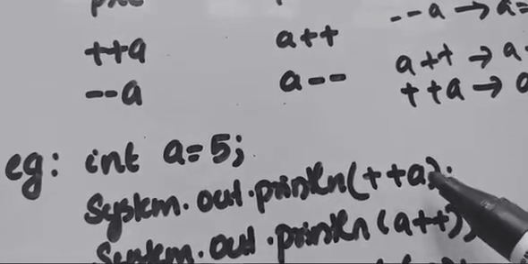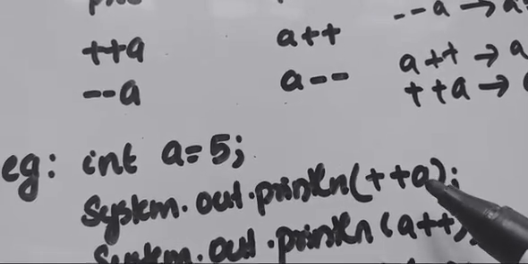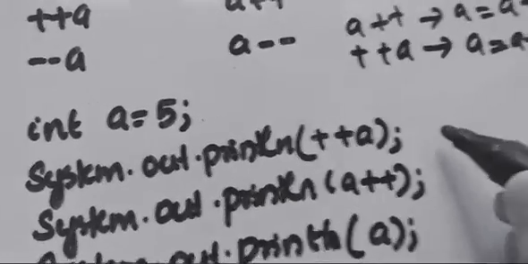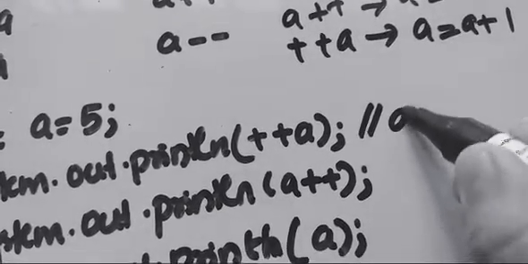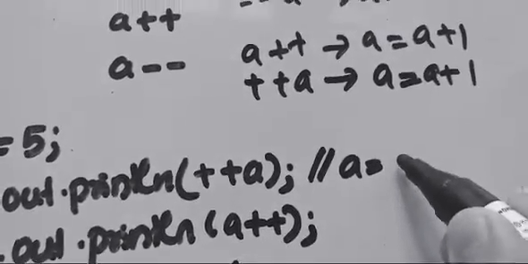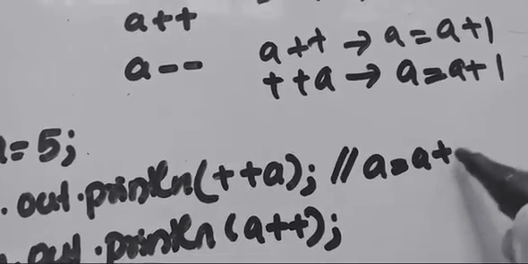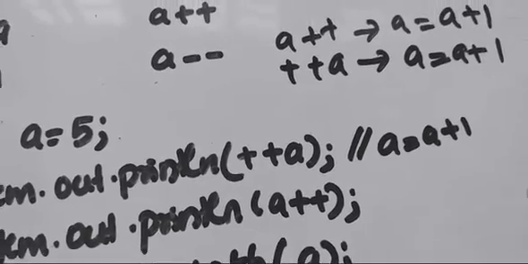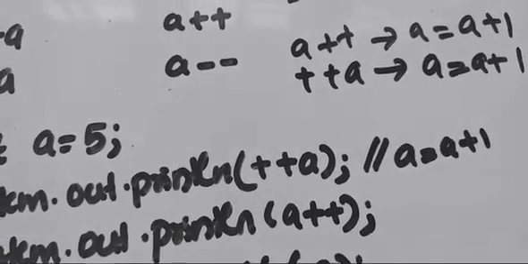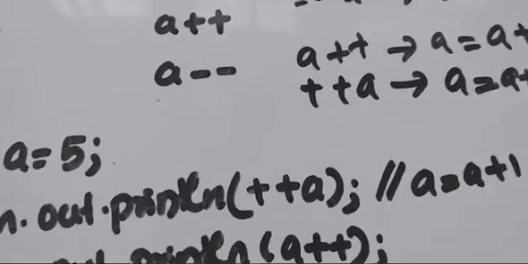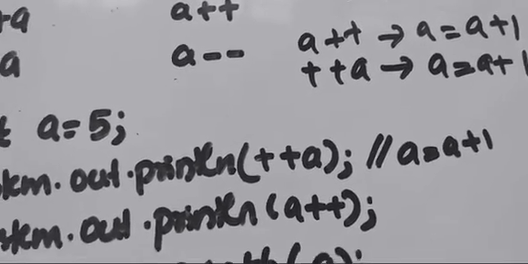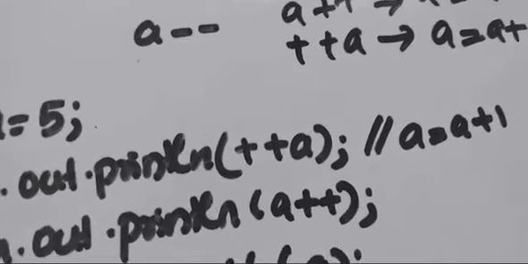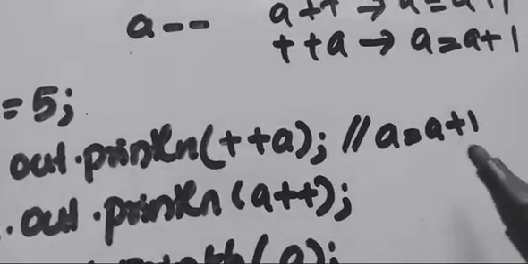So ++a is pre-increment. What is the meaning? The meaning is that the value of a will be incremented by 1, isn't it? So what is the initial value of a? What type of increment is it? It is pre-increment. What is the rule? In pre-increment, the rule is that first you have to increment, then use. First increment, then use. That is the rule.